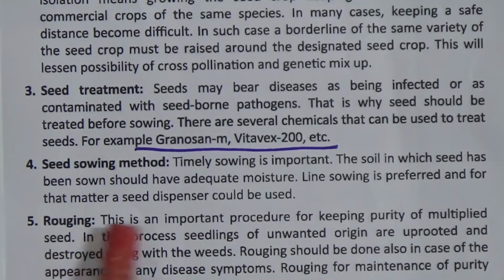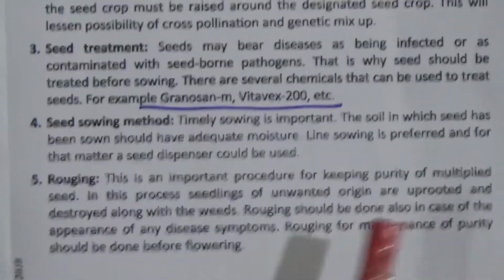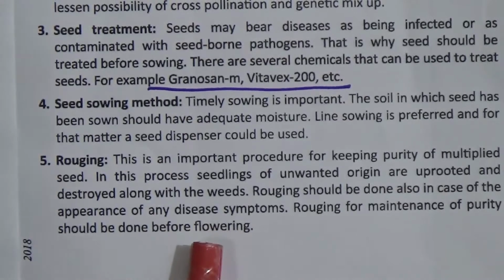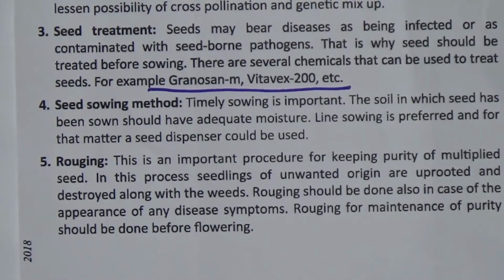Now, rogueing. This is an important procedure for keeping purity of multiplied seed. In this process, seedlings of unwanted origin are uprooted and destroyed along with the weeds. Rogueing should be done also in case of the appearance of disease symptoms. Rogueing for maintenance of purity should be done before flowering. Now comes number 6.